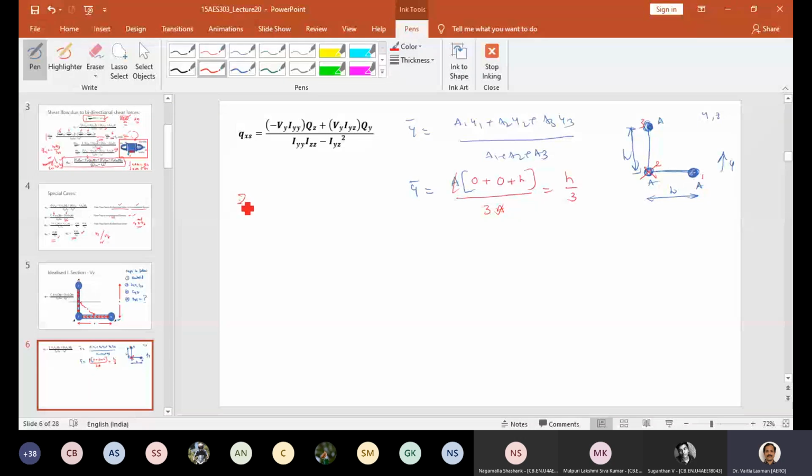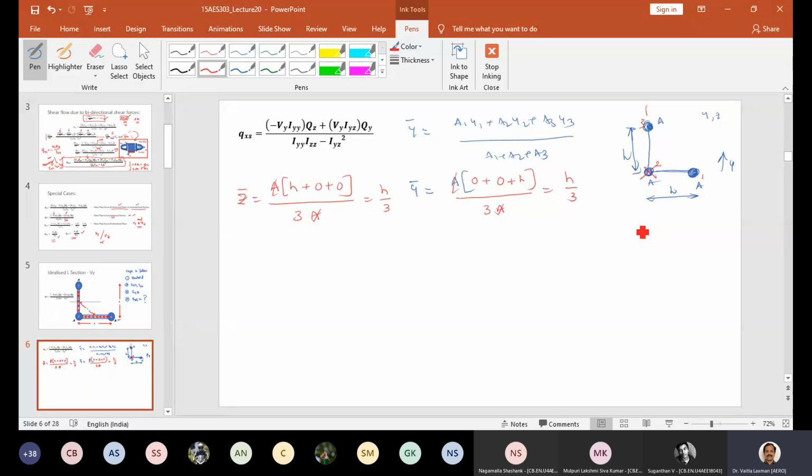I am writing here, Z bar. This is the reference point for Z again. So what is that again? I can take A common. Z2, Z3 is 0, but Z1 is there. Z1 is H plus 0 divided by 3A. A gets cancelled. Again I am going to get the same answer, which is H by 3. It is because I have taken the same area. If the area changes, the values will be different. Please note that point.